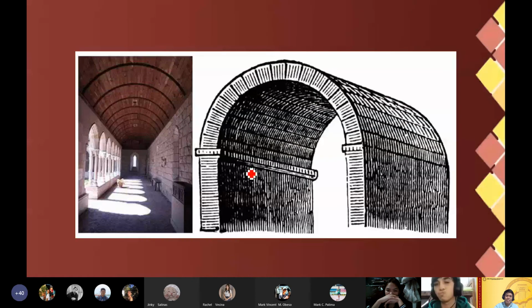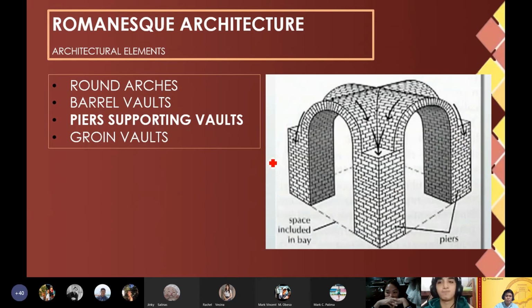So this is a zoom up view. It has a barrel vault. If you cut it, you will see the section. So it's just a common arc. Right here is their hallway going that way, with a barrel vault. How about the pier supporting vaults? So this is the pier supporting vaults, this one right here, those very big supports. Those are the piers that support the vault.